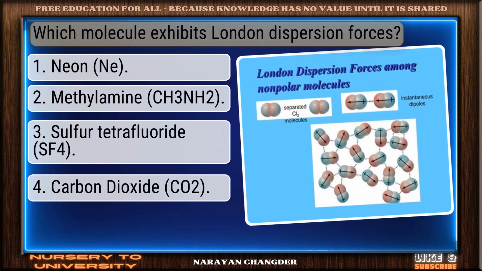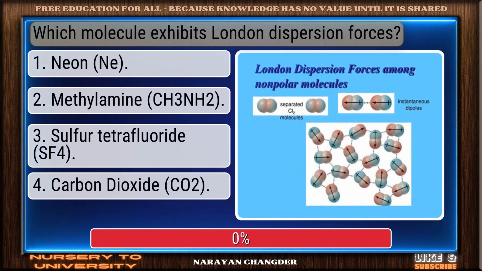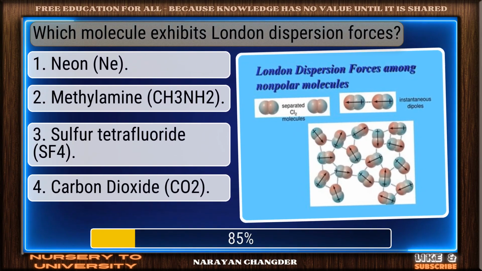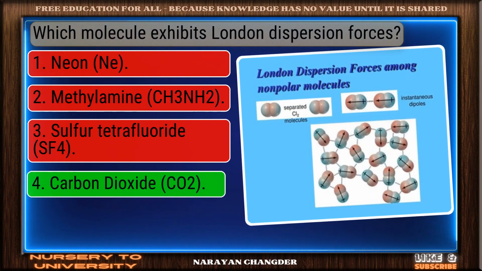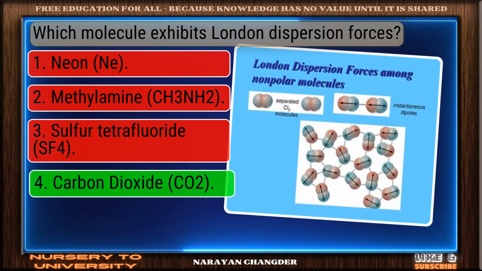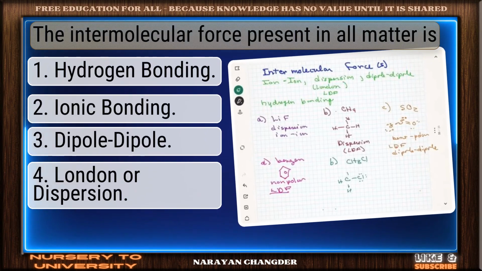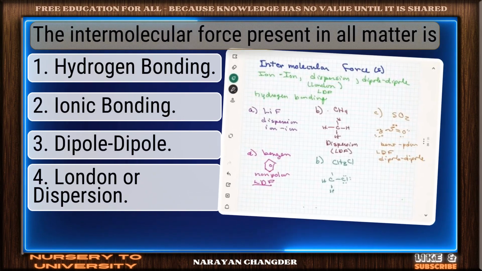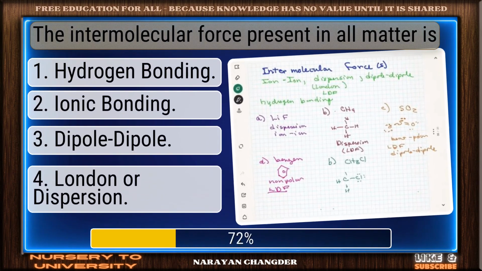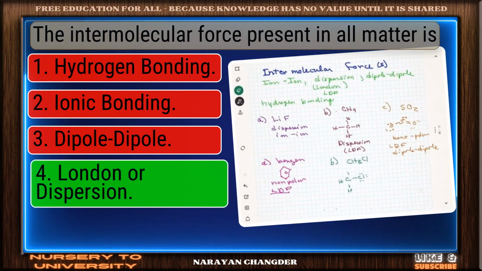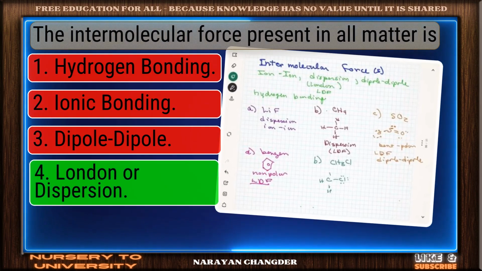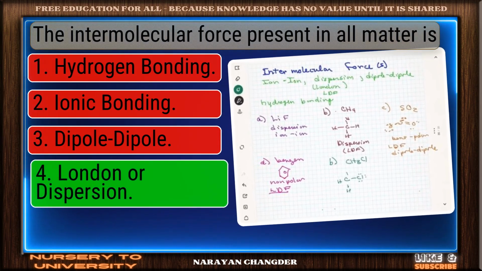Which molecule exhibits London dispersion forces? Well done. Carbon dioxide is the right choice. The intermolecular force present in all matter is? Exactly. London or dispersion makes sense, and it is the right choice.